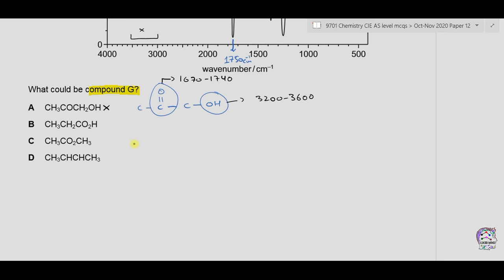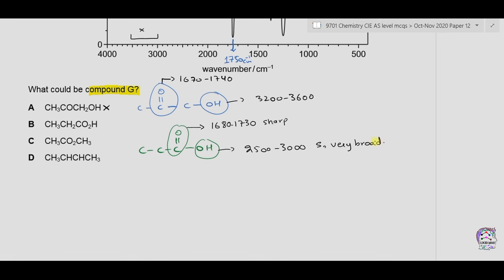In B, we have carboxylic acid functional group having 3 carbon atoms. We have carbonyl of carboxylic acid and also OH bond. This carbonyl will give a sharp peak between 1680 and 1730, while this OH will give a peak between 2500 to 3000, and the peak must be very broad. As this OH peak is absent, so B is also incorrect.